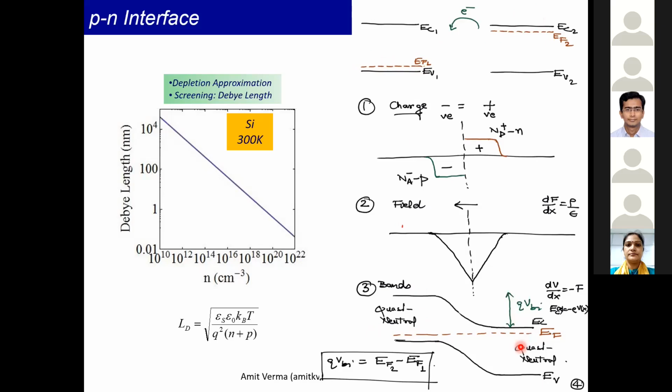I am actually asking about the conduction band energy level, EC, for both sides, P side and N side. EC for the P side is situated at a higher level. Oh, right, that is true. That's why I'm asking. Yes, it is situated above. Yes, that's true. It is always true.